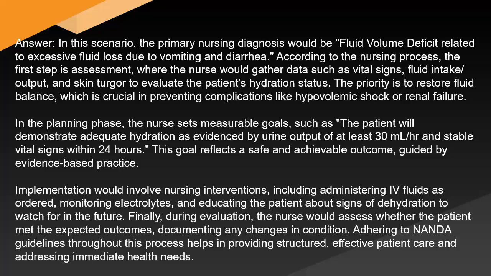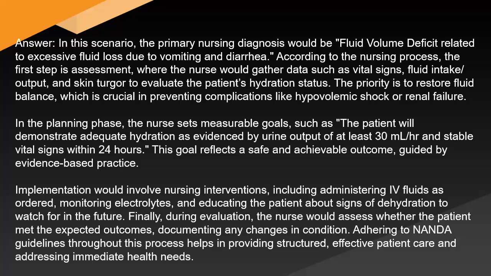The priority is to restore fluid balance, which is crucial in preventing complications like hypovolemic shock or renal failure. In the planning phase, the nurse sets measurable goals, such as that the patient will demonstrate adequate hydration as evidenced by urine output of at least 30 mL per hour and stable vital signs within 24 hours. This goal reflects a safe and achievable outcome, guided by evidence-based practice.